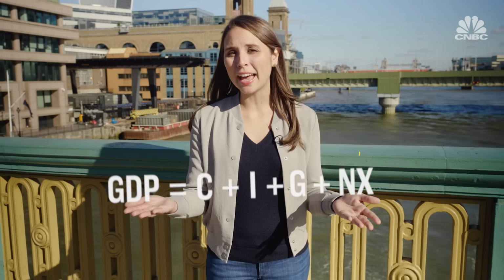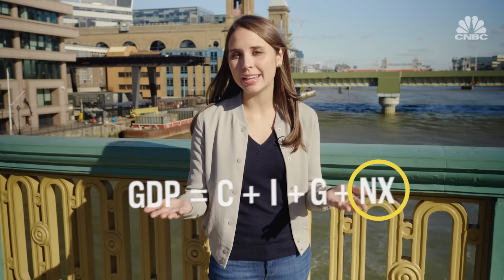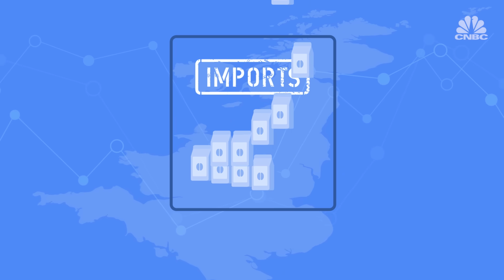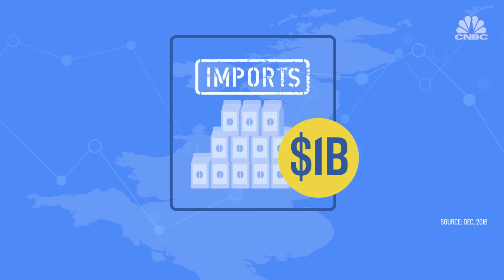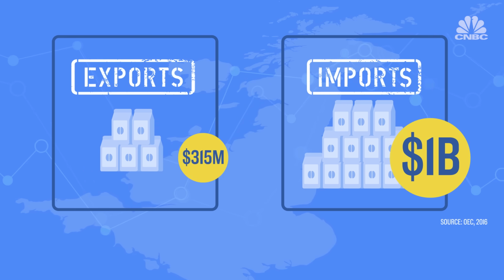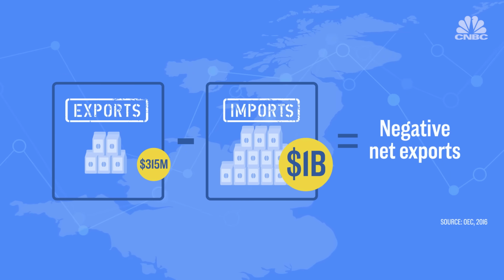That brings us to the final part of the GDP calculation, net exports, or exports minus imports. A lot of countries have negative net exports, meaning they bring in more products than they send out. For example, the UK imports around $1 billion worth of coffee every year, but only exports around $315 million, meaning its net exports of coffee are negative.